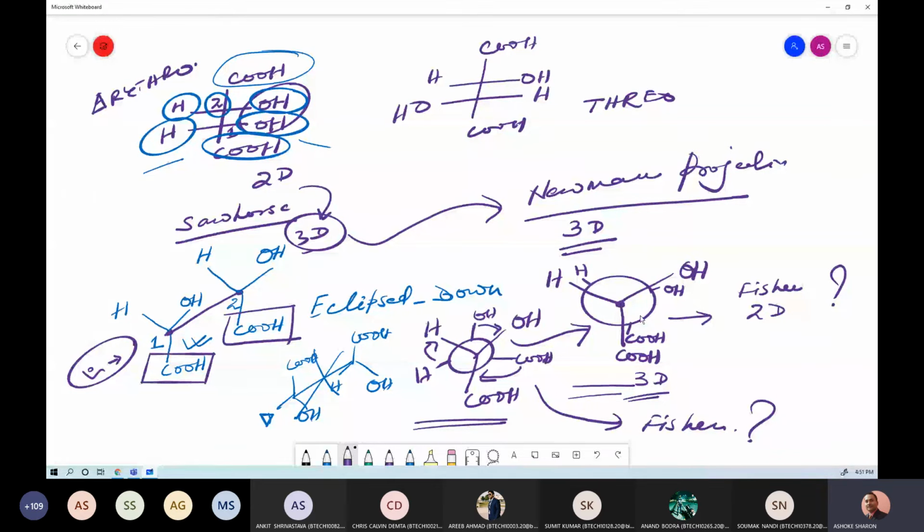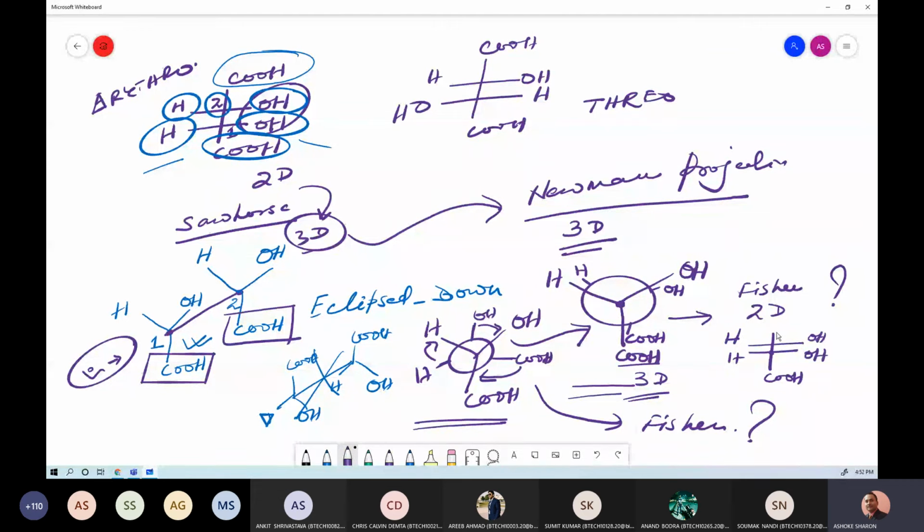Your first carbon, you have two carbons. The first carbon is the front carbon. So this carbon's COOH is down, so you just make it COOH down. Now H is on the left side, OH is on the right side, perfectly fine. Here also OH is on the right side, H is on the left side. This is perfectly fine. Now your COOH is down, that COOH will go up now.